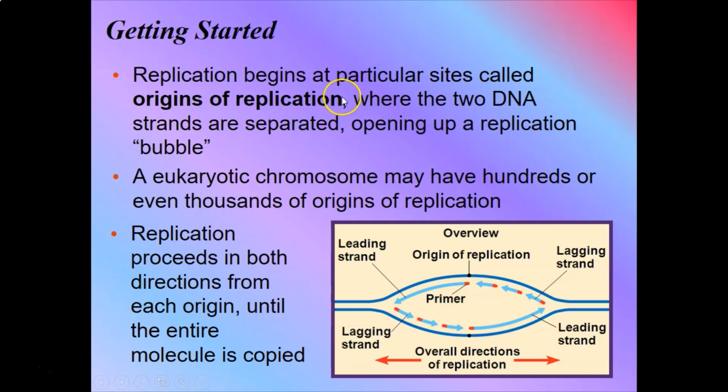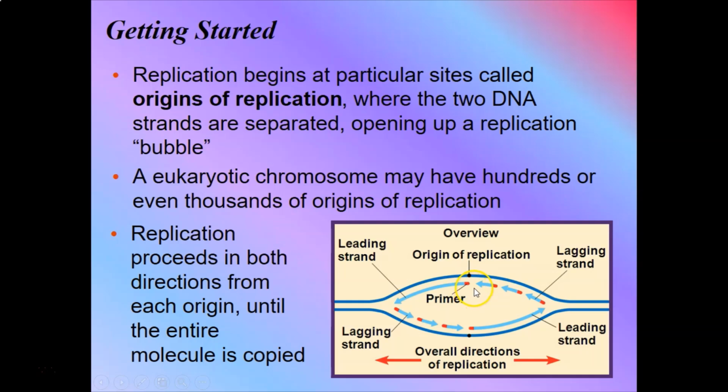Okay, so replication begins at particular sites called origins of replication, and this is where you're going to open up the DNA double helix, and this forms a bubble. Now a eukaryotic chromosome can have hundreds or thousands of origins of replication, and that's super important because this would take forever if we didn't have a bunch of origins. And replication proceeds in both directions.